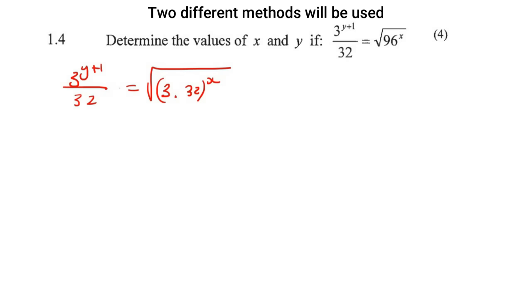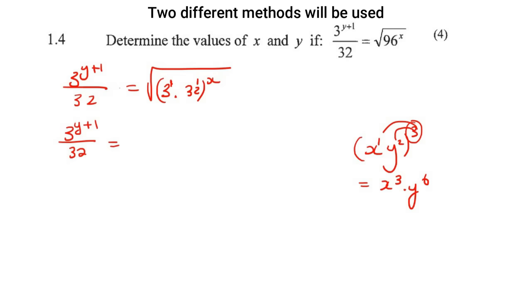Now, this x can go to the 3 and the 32. Remember, if you have something like x, y to the 3, then that becomes x to the 3 because you multiply these two, and then y to the 6 because you multiply those two. So that 3 goes to both. So this x goes to both. So there's a little 1 over there. So you could say 3 to the y plus 1 over 32 equals square root of 3 to the x and 32 to the x.